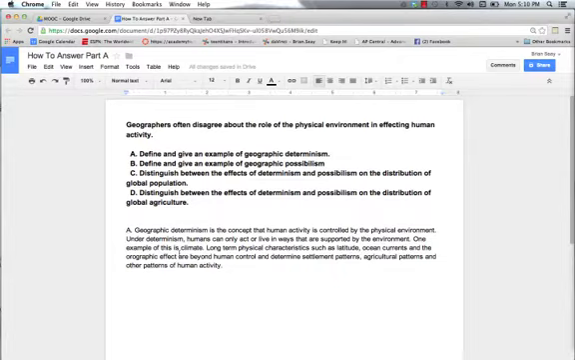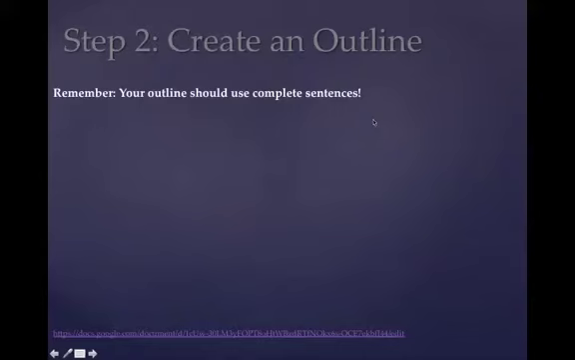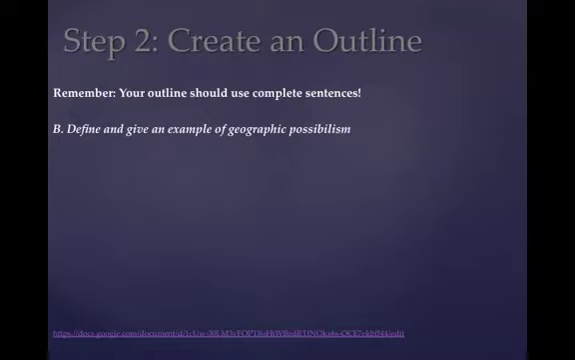Okay, let's go on and look at part B. Part B of our outline asks us to define and give an example of geographic possibilism. So I'll give you a few minutes to do that. I'll pause.